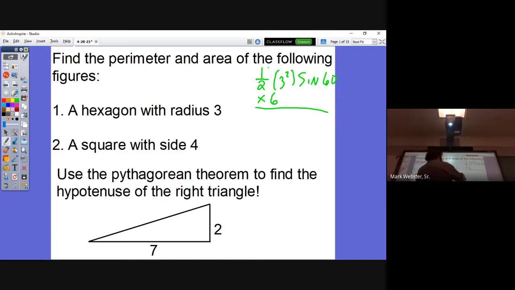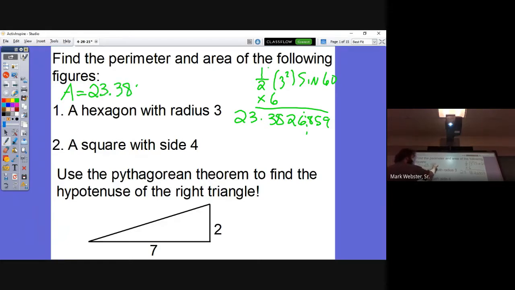What do we get? We get 23.3826859. And remember, we always round to 4 decimal places when we're not told otherwise. Right? And then the perimeter. Well, that's even easier because if you know the radius, you know the length of the side. They're the same, right? So in a hexagon anyway. So if each of the sides is 3 and there are 6 sides, what's that perimeter going to be? 18. Got it. 18. Good.